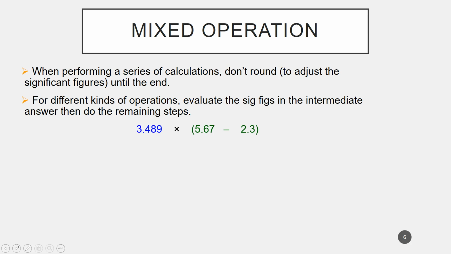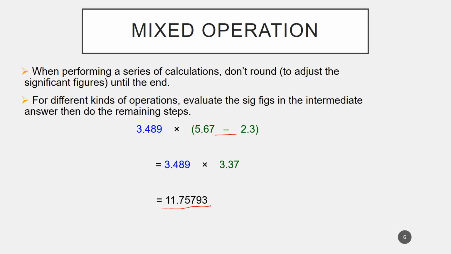Let's take this example. 3.489 times (5.67 minus 2.3). The order of operations is going to be the same order that you have learned in math. So first we do the parentheses. So 5.67 minus 2.3 is equal to 3.37. The first operation we did is a subtraction. Now we're going to multiply 3.489 by 3.37. And this is the answer we get in our calculator, 11.75793.